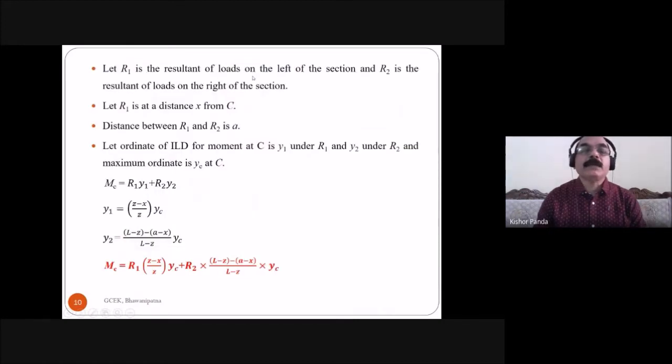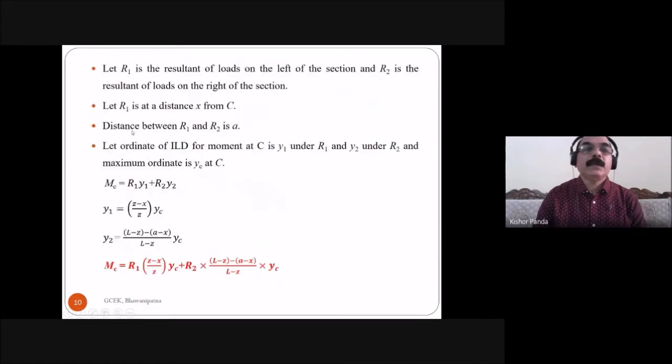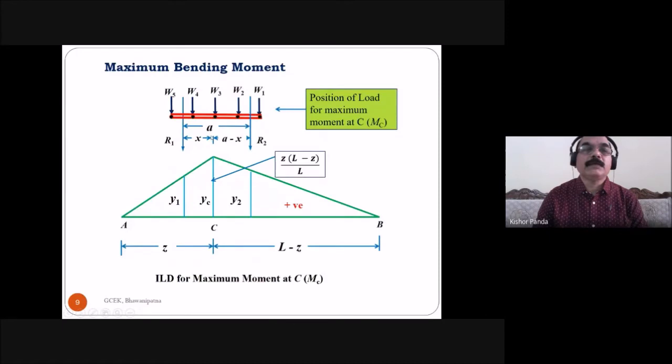Let R1 be the resultant of loads on the left of the section, and R2 the resultant of loads on the right of the section, because these are a train of concentrated loads. This is the left side and this is the right side. R1 is the resultant for the left side loads, and R2 is the resultant for the right side loads. R1 is at a distance x from the section C, and R2 is at a distance a minus x from the section C, and the distance between R1 and R2 is this one.